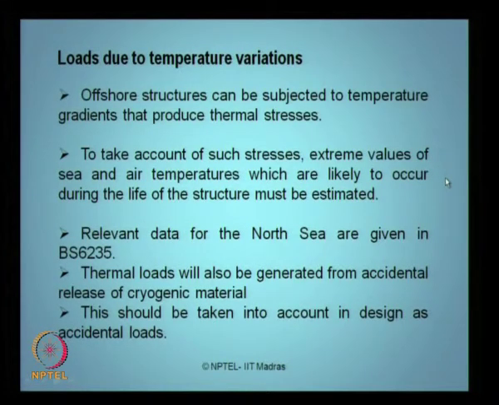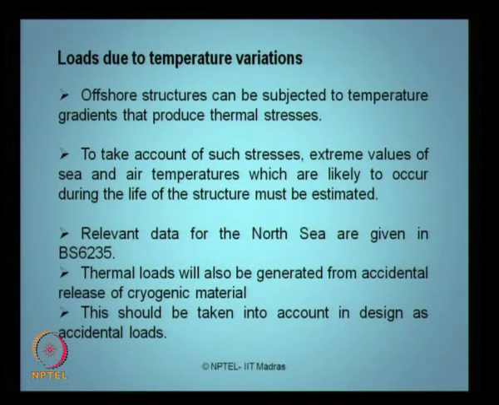The other kind of load we see in offshore structures is loads due to temperature variations. Offshore structures can be subjected to temperature gradients that produce what we call thermal stresses. To account for such stresses, extreme values of sea and air temperature are important, which are likely to occur during the lifetime of the structure. They must be estimated in advance. The relevant data for the North Sea are available in BS 6235.